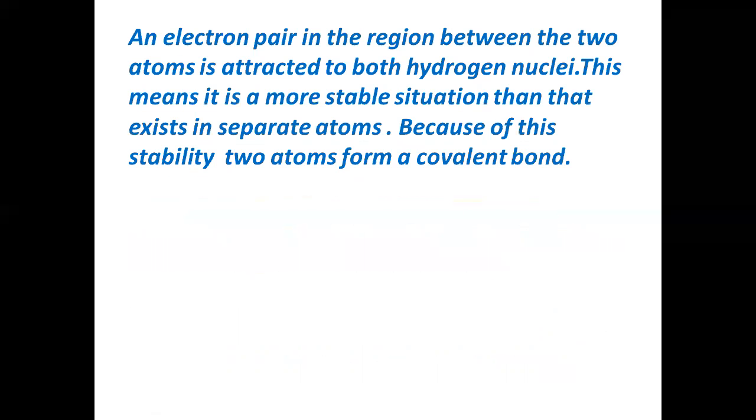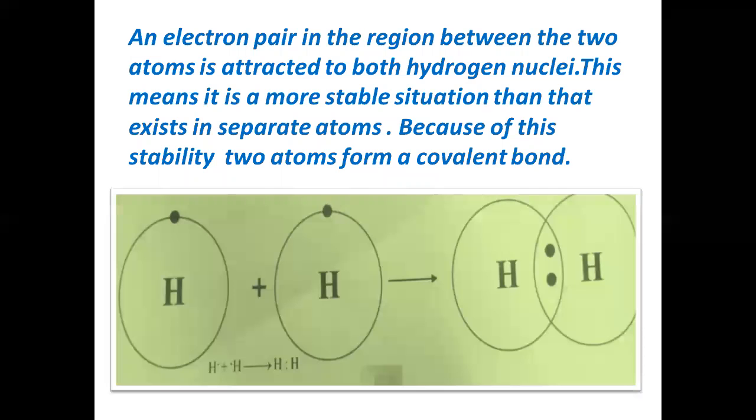An electron pair in the region between the two atoms is attracted to both hydrogen nuclei. This means it is a more stable situation than exists in separate atoms. Because of this stability, two atoms form a covalent bond. This is the stable form. The electrons are in the stable form, and that's why the stability of these atoms is retained. You can see two hydrogen atoms react together, share electrons in the region between the two nuclei, and form a hydrogen molecule.